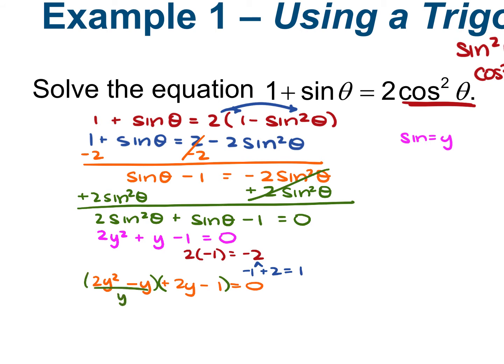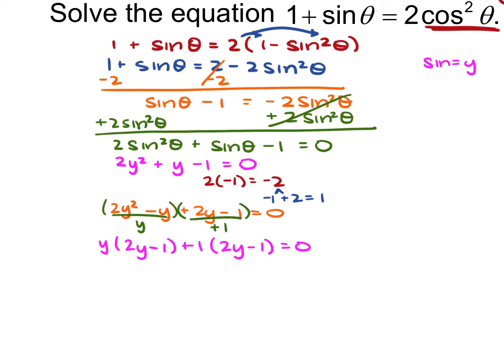We're going to factor out a y from the first set of parentheses. We're going to factor out a positive 1 from the second. So it gives us y times 2y minus 1 plus 1 times 2y minus 1 is equal to 0. From here, we're going to have 2y minus 1 times y plus 1 is equal to 0. We set both of these equal to 0, and we solve for both.